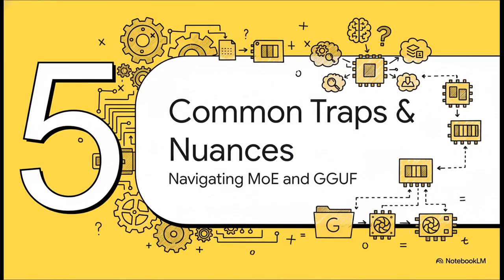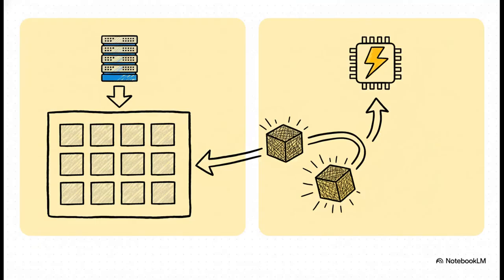Okay, let's get into some of the weeds here. Let's look at a few common traps and nuances that can really throw a wrench in your calculations. We're going to demystify 2 big ones, mixture of experts models and the GGUF file format. The mixture of experts trap. This one gets a lot of people.